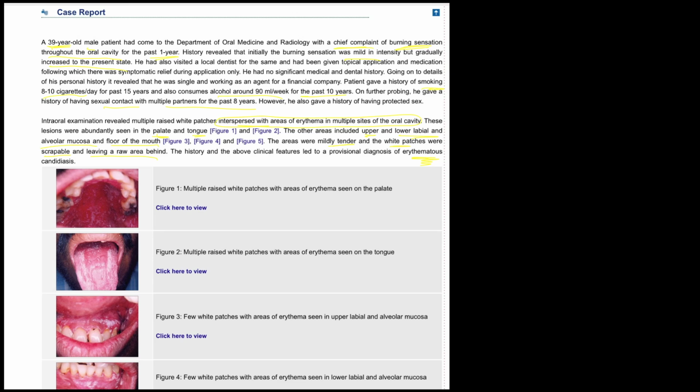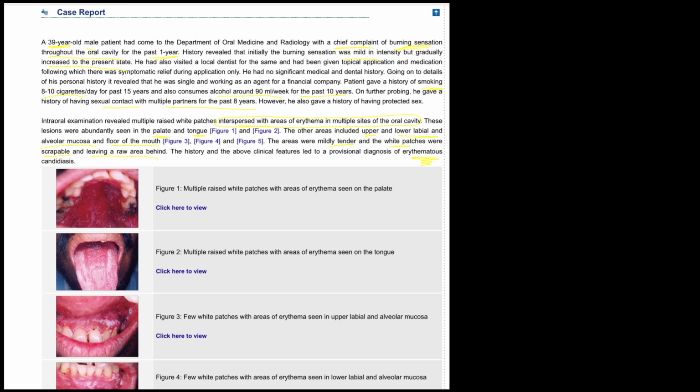Upon intraoral examination, there were multiple raised white patches and interspersed areas of erythema in multiple sites in the oral cavity. The lesions were on the palate and the tongue, and also in the upper and lower labial and alveolar mucosa and the floor of the mouth. The area was mildly tender, and the white patch could be scrubbed off, leaving a raw area behind.